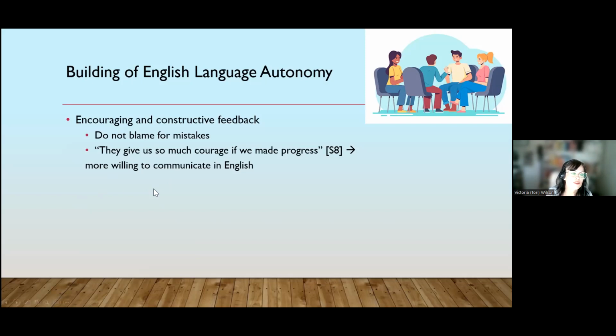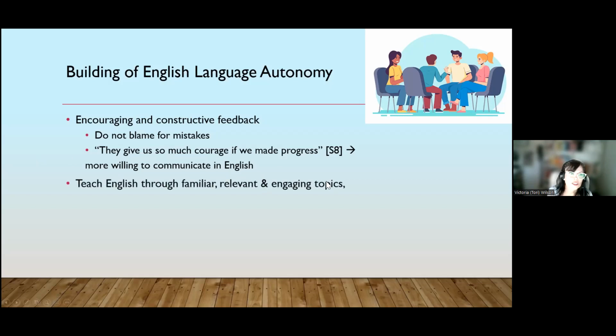And I know our previous speaker talked about courage. Well, that was a word that was used a lot by my participants, and this quote is very much representative. They give us so much courage if we make progress. That's what a student was saying about the teachers. And students said that when they got this kind of gentle encouragement, it made them so much more willing to communicate in English because they felt like they could do it.